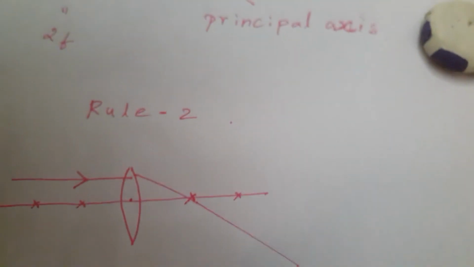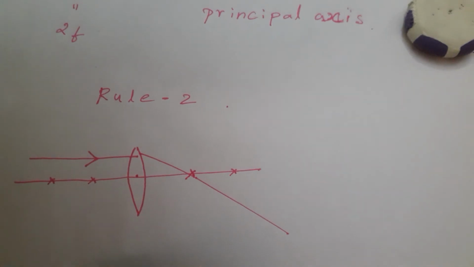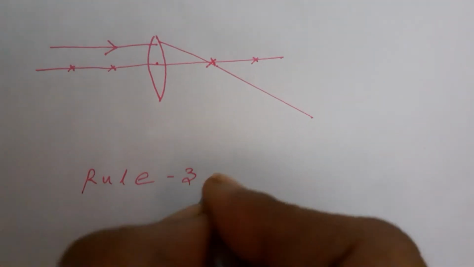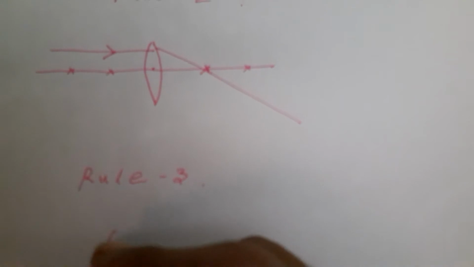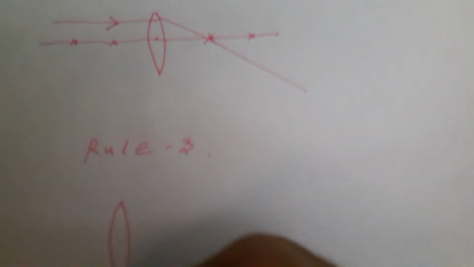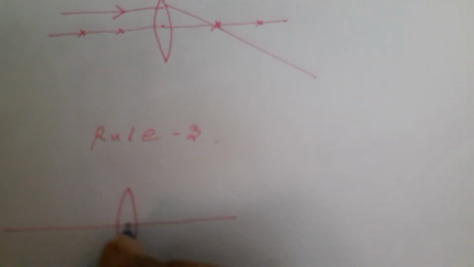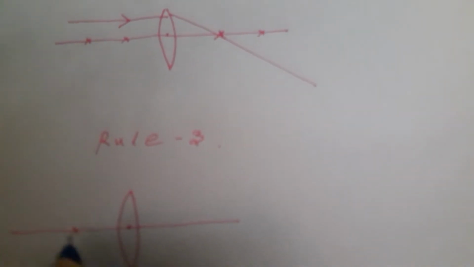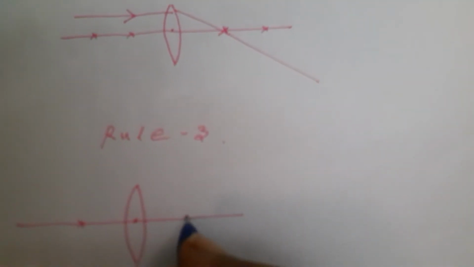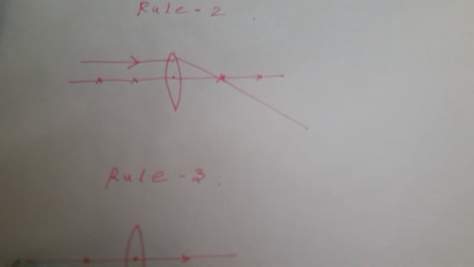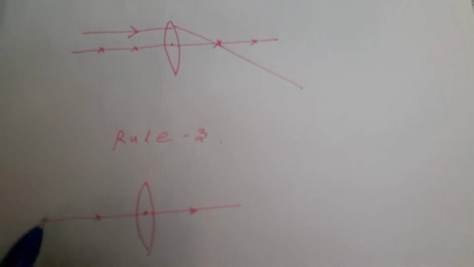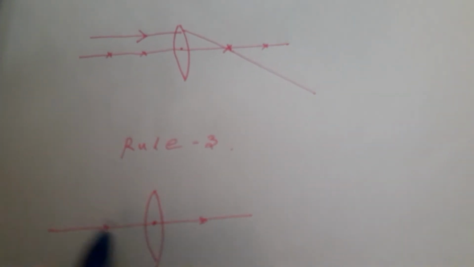Then rule 3. Rule 3 is the inverse of this. Again, draw a convex lens and the principal axis. What is the principal axis? The line which is passing through the optic center, pole and the focal point is called your principal axis. First we saw the ray passing through the optic center, then the parallel ray.